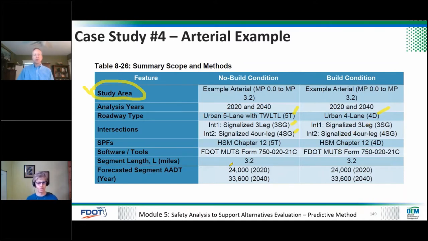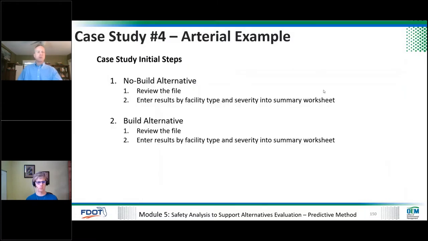So we work through and pick the SPFs, the tools, segment length again, and then our forecasted volumes down here. And in this particular case, at this point, we are assuming the volumes to be the same. So that lays out the situation. And now let's go ahead and dive into initial steps: the no build alternative.